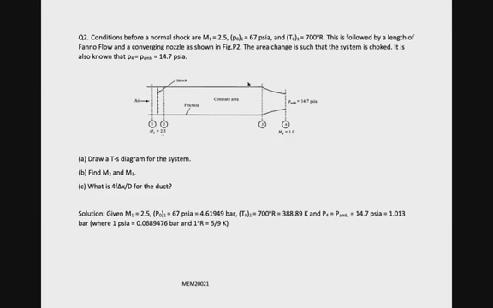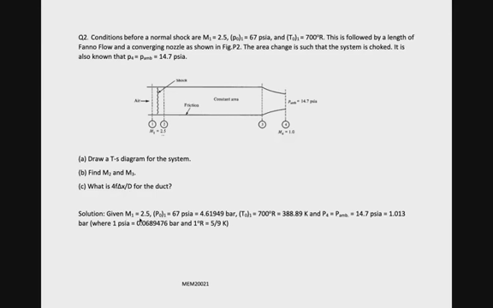As shown in the figure, the area change is such that the system is choked. The area up to here is constant. It is also known that P4 is equal to P_MB and is equal to 14.7 psi. Draw a T-S diagram and find M2, M3 and 4f ΔX by D.